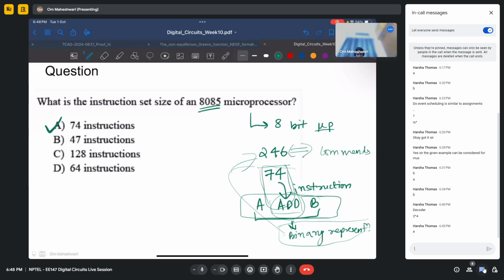The conversion between this kind of readable language and these 246 takes place using an assembler, which converts this language into the machine code, or binary command, which the microprocessor can recognize. Okay, so next question, let's take.